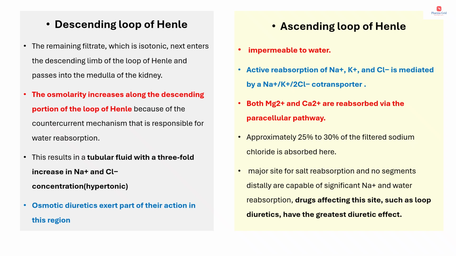Approximately 25% to 30% of the filtered sodium chloride is absorbed here. The ascending loop of Henle is the major site for salt reabsorption, and no segments distally are capable of significant sodium and water reabsorption. Drugs affecting this site, such as loop diuretics, have the greatest diuretic effect. So the loop diuretics mainly act on the ascending loop of Henle, which has the highest diuretic action.